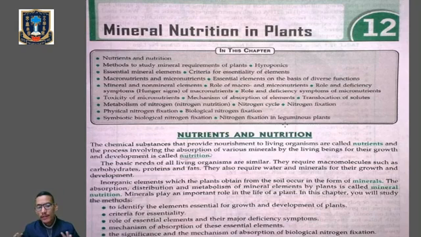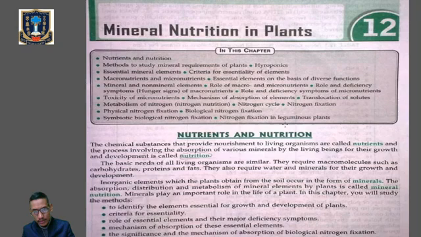It is said that the basic needs of all living organisms are the same, because we require carbohydrate, protein, and fat for our growth and development, and they also require water and minerals. That is true. Inorganic elements which the plant obtains from the soil occur in the form of minerals. So the plant obtains inorganic elements from the soil, and they usually occur in the form of minerals.